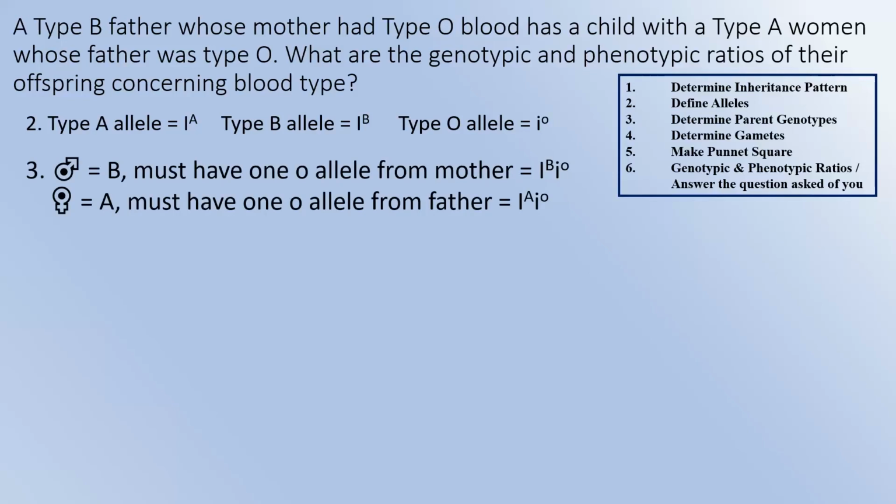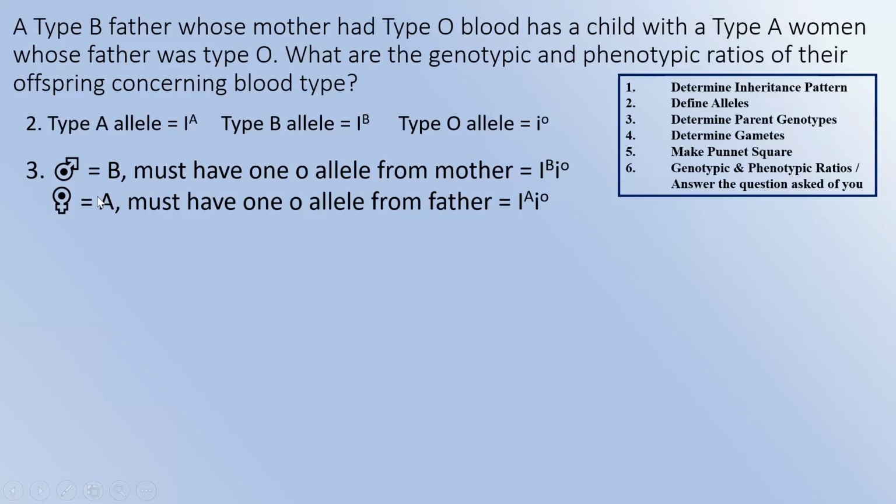So the male is type B, but it must have one O allele from its mother, because the mother is type O, which means she's homozygous recessive. I can't speak today, but the mother is homozygous recessive, like the father, because they have type O, so it has to pass on this little i allele. You could just write that down or make note of it. So the male must have one O allele from the mother, so it's the dominant B allele to be type B, and then the O allele from the mother.